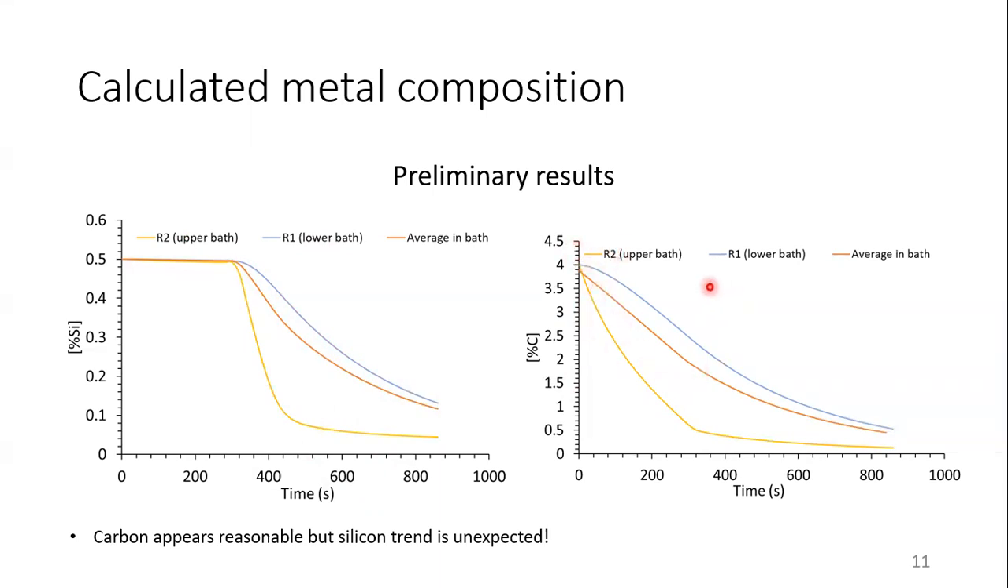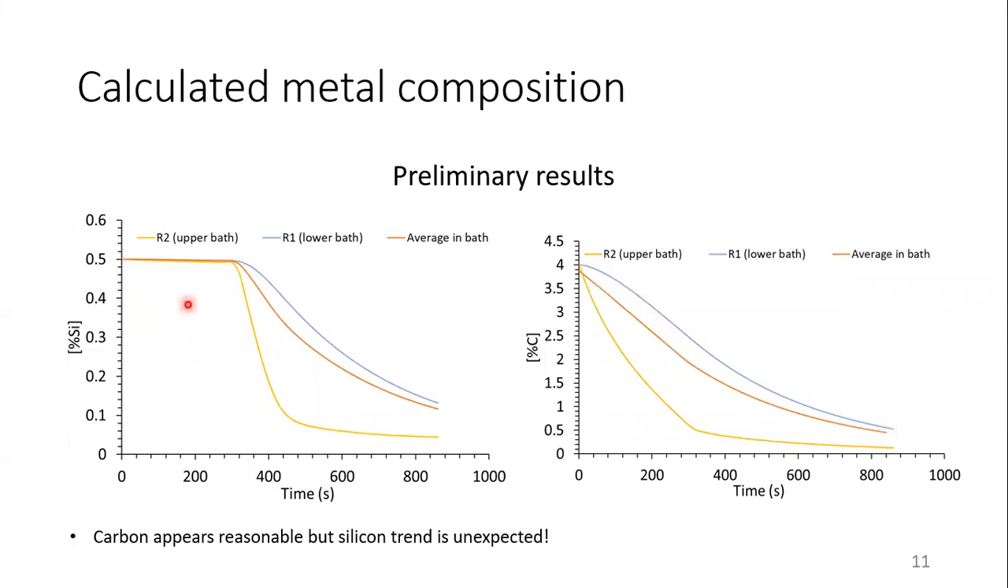On the right side, what we see is essentially the change in carbon concentration, again in the upper bath, lower bath, and then the average. As usual, like the previous one, the change in the upper bath is much faster than the lower bath, and the average composition is like this. The change in carbon concentration with time appears quite reasonable, what you see in the textbook, etc.